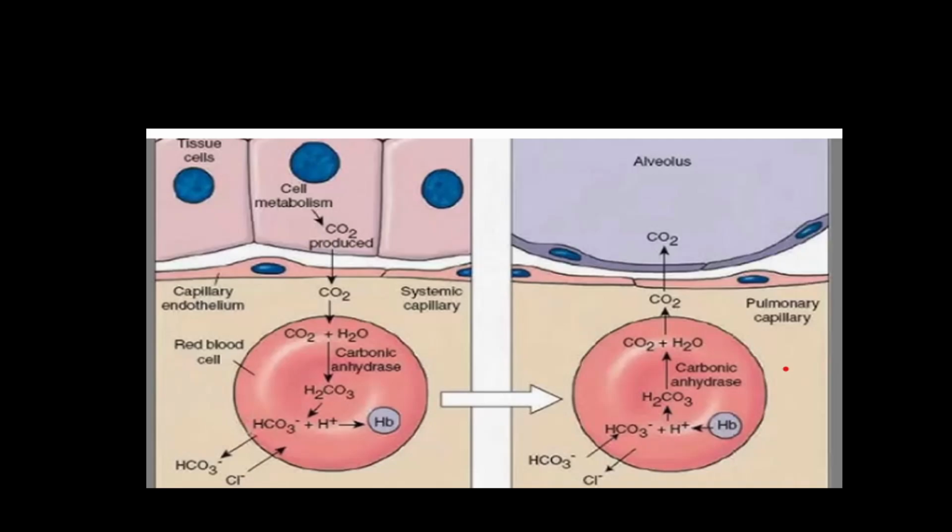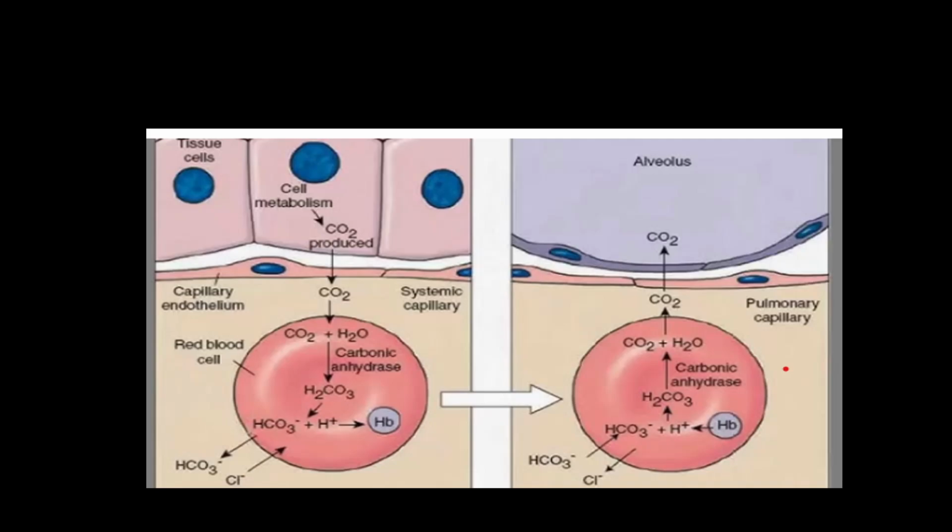Now, if we observe this picture, in the tissue cell we find a different color, that is light blue in color. So why is it blue in color? Because carbon dioxide is present there, or during cell metabolism, carbon dioxide is produced, which then moves to RBC. And in the RBC, as some water is present there, with the help of carbonic anhydrase in RBC, it will form carbonic acid.